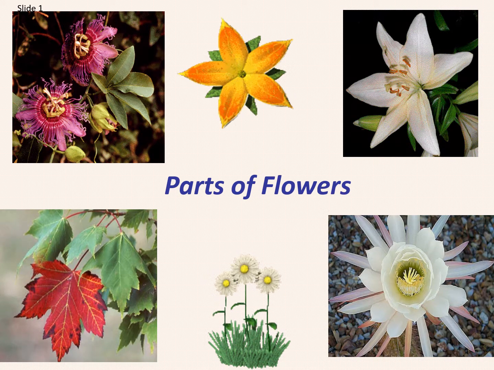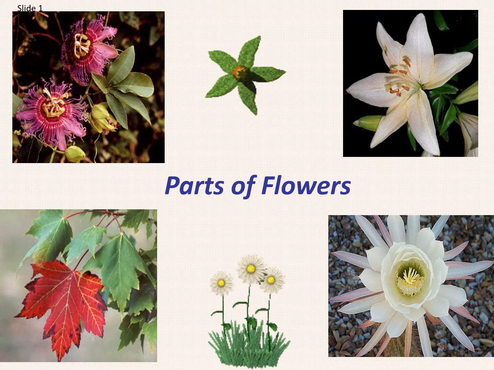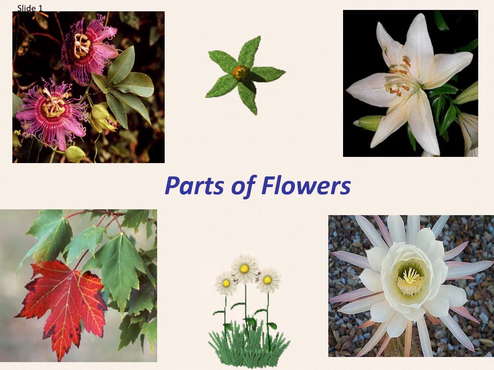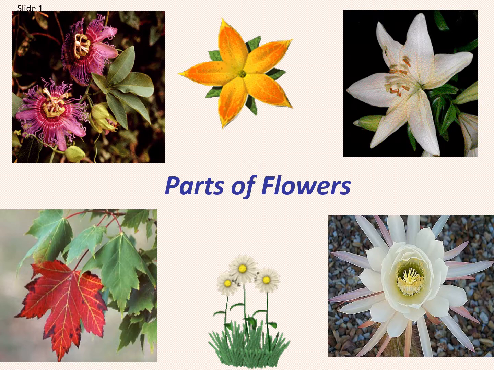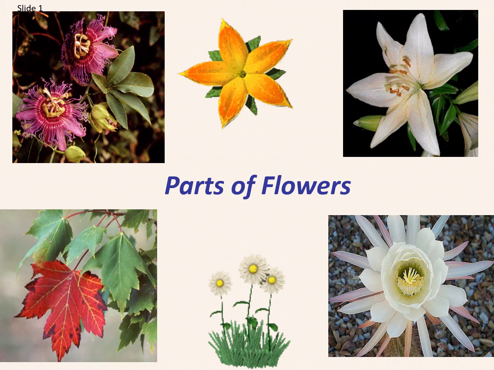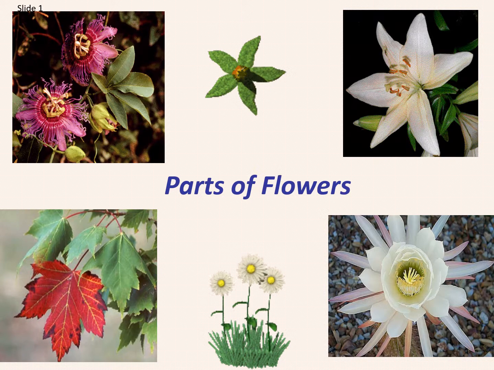Parts of flowers. What is meant by flower? The flower is the reproductive unit in angiosperms. It is concerned with sexual reproduction. A typical flower, as illustrated, has four parts.